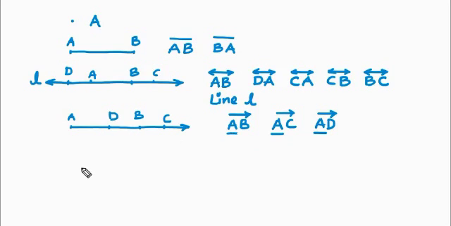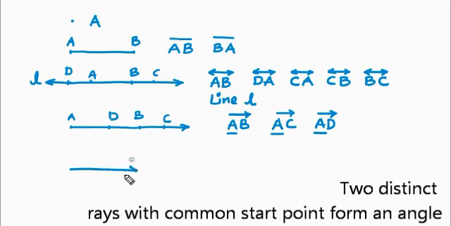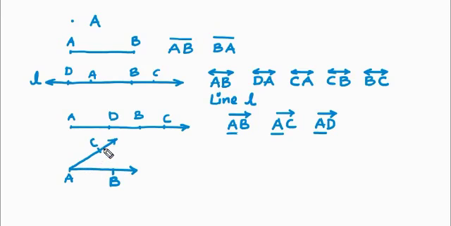Now, the last thing we learned was about angles. So when we have 2 distinct rays, I have a ray, let's call it AB, and I have another distinct ray AC. So I have two rays AB, AC. What is common between them? The start point of these two rays is common. Only the start point is common.